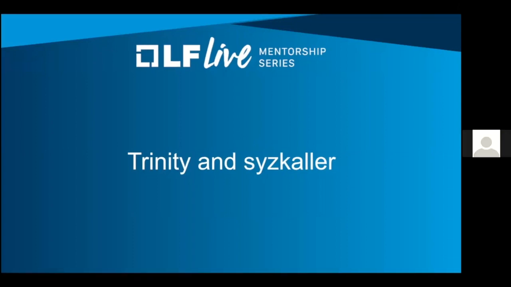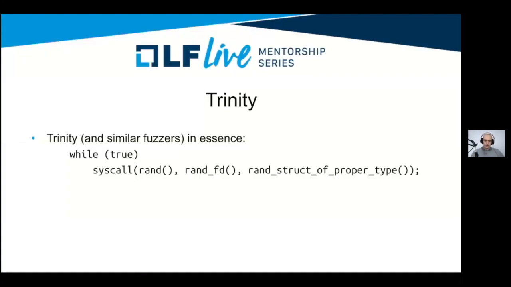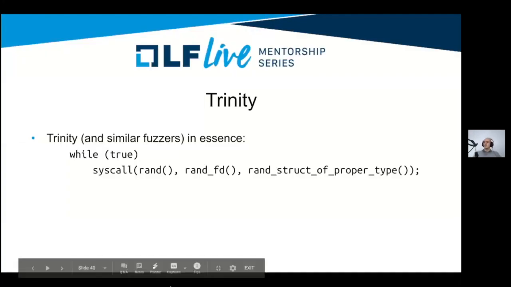Okay. So let's briefly look at the two fuzzers. The first one is called Trinity. The second one is called syscaller. And these are the two fuzzers that are like the two stepping stones in terms of Linux kernel fuzzing development.